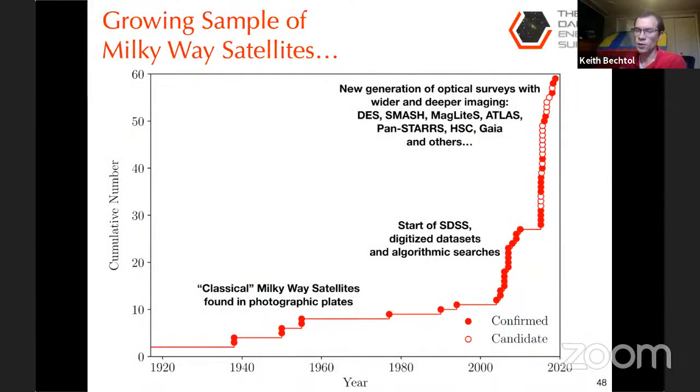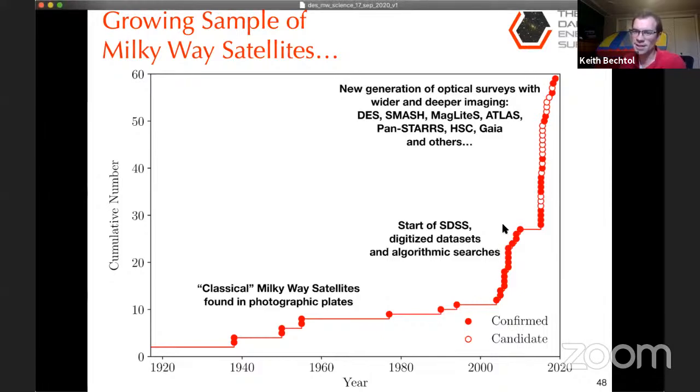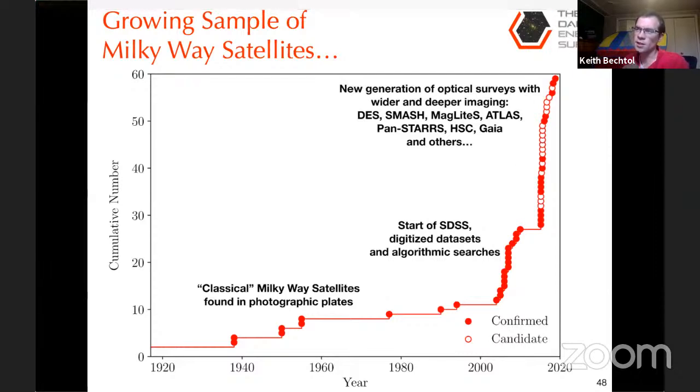So this has been a growth industry. For many years we could only find these satellites serendipitously in photographic plates, but then with the start of SDSS and these other modern imaging surveys, we're now up to something like over 60. Actually, I need to update this timeline. We're now up to something like over 60 candidates of these Milky Way satellites that have been discovered.